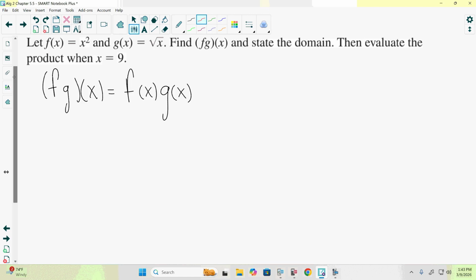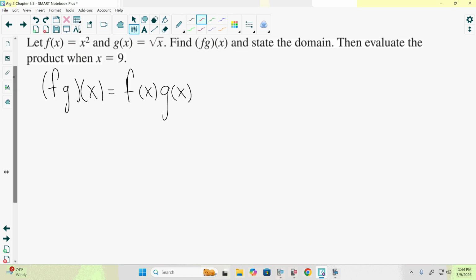X squared's domain is all real numbers. We can plug any value into x. The square root of x, on the other hand, we cannot plug in a negative number into a square root and have a real number. So the domain for the square root of x is all values of x greater than or equal to 0. So the domain of the product is going to be all the values of x greater than or equal to 0.